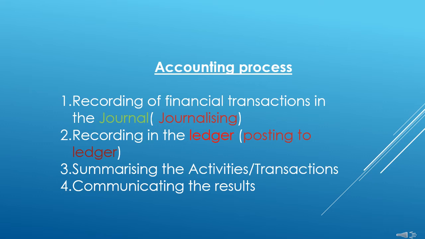At the end of each accounting period, we will summarize these activities to know the final result, and it will be communicated to the stakeholders. Who are the stakeholders? First and foremost is the owner himself, then the employees, the management, the government authorities, and so on. So this accounting process consists of recording the transactions in the journal, posting in the ledger, and then summarizing to get the final result, which is communicated to the stakeholders.